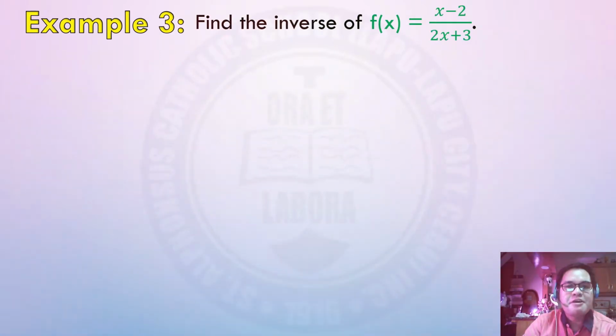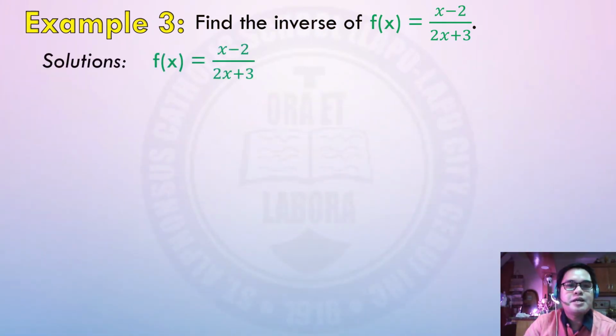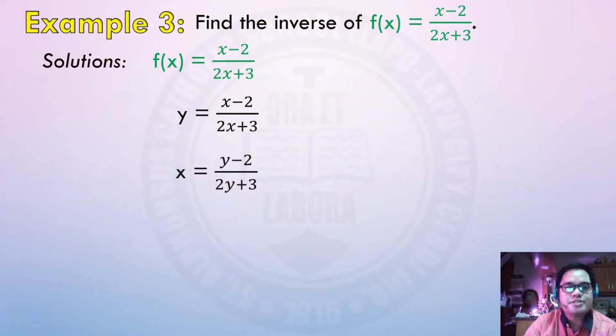For example number 3, find the inverse of the given function, which is f of x is equal to x minus 2 over 2x plus 3. Now, here are the solutions. Write the given function, which is f of x is equal to x minus 2 over 2x plus 3. Now, replace f of x with y, and it will become y is equal to x minus 2 over 2x plus 3. And after that, interchange x and y. Replace every x with a y and replace every y with an x. And our equation becomes x is equal to y minus 2 over 2y plus 3.